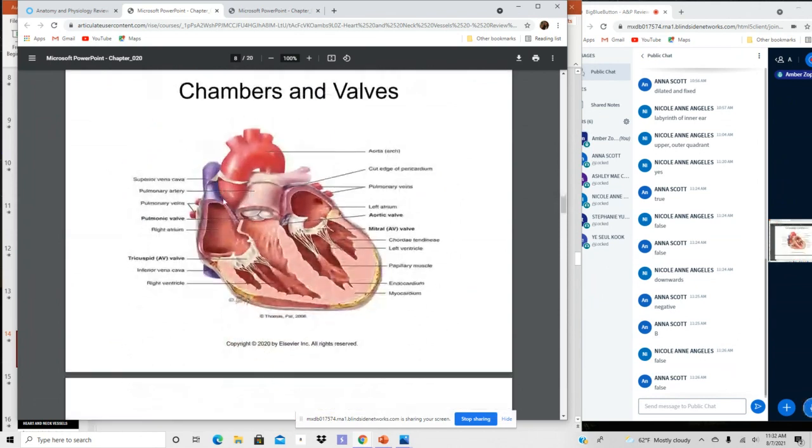Okay, so let's look at these different chambers. We have the atria, which are at the top, and the ventricles at the bottom. Then they are separated by valves. The mitral valve sits between the left atrium and the left ventricle, and on the right side, the tricuspid valve separates the right atrium and the right ventricle.